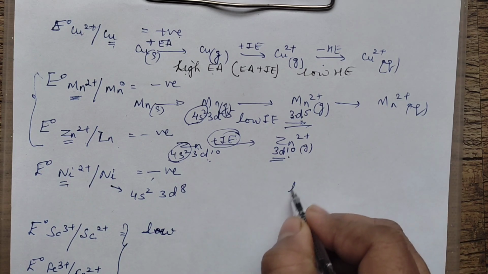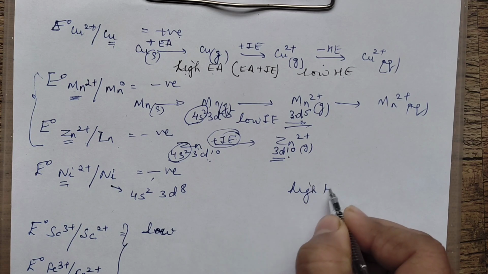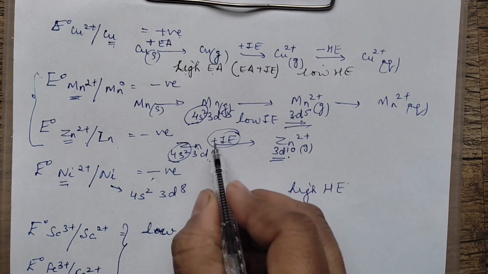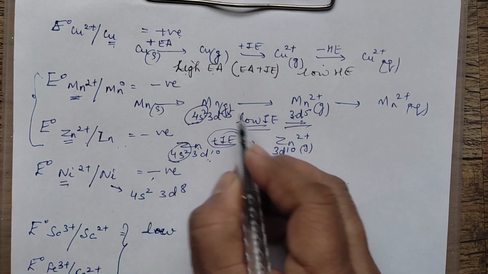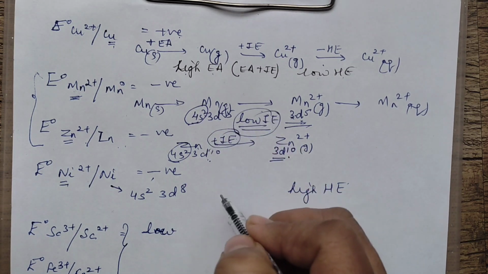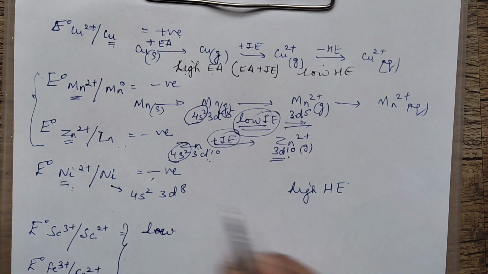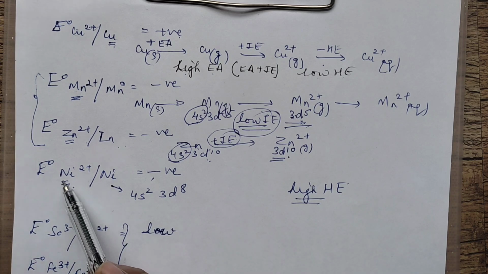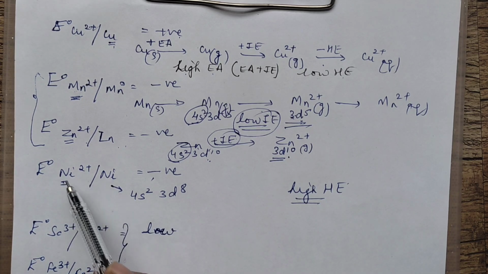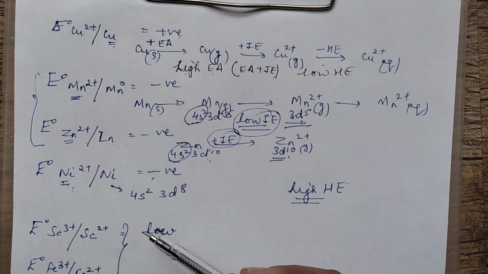It is more negative because probably the negative component is more. So you will write down high hydration enthalpy. For zinc and Mn, the answer is low ionization enthalpy. For nickel, it is high hydration enthalpy, because Ni2+ is a smaller size cation, so it will get more hydrated.